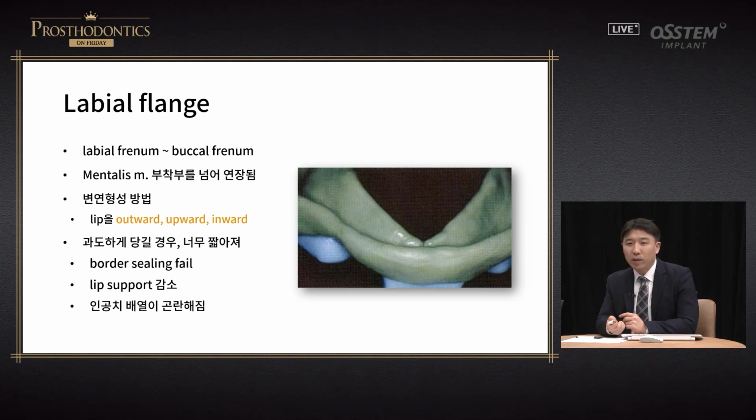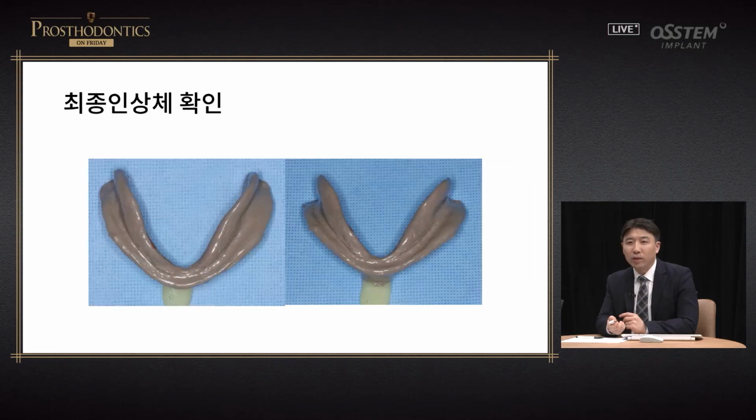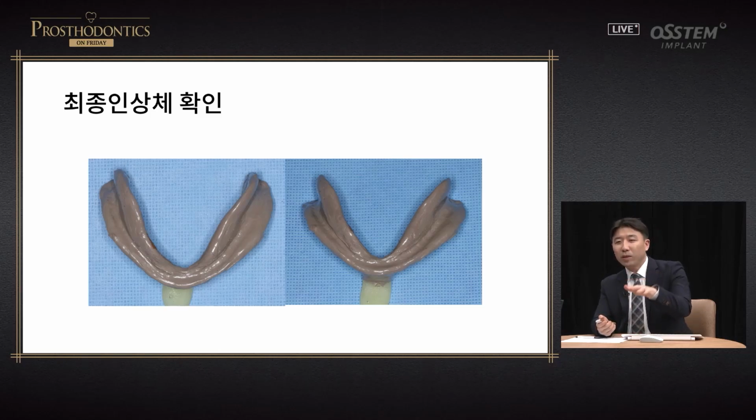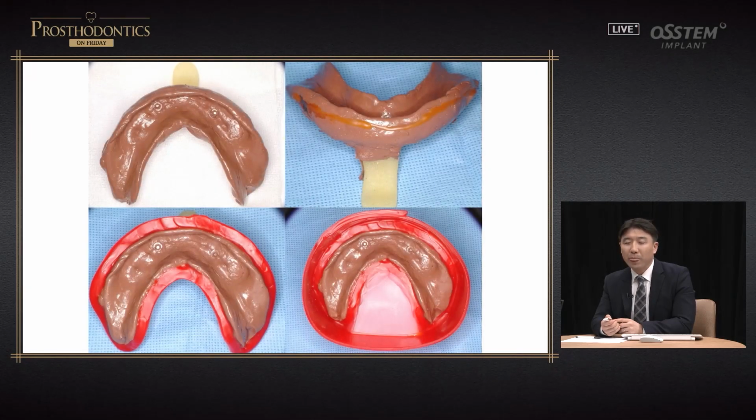So I've included this in the slide. If you have done a perfect job up to border molding, taking the final impression is not too difficult. You have the patient stick the tongue out and then do the final impression, and if the S-curve is reflected nicely, you do boxing. After taking the impression, the border form should be gained nicely.